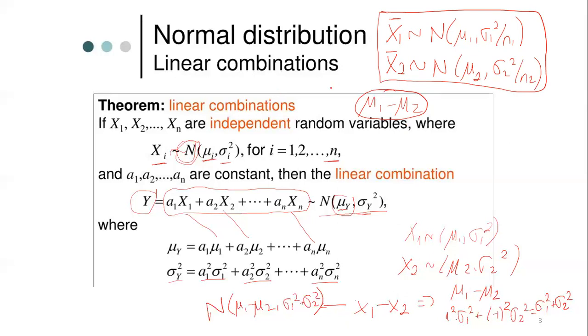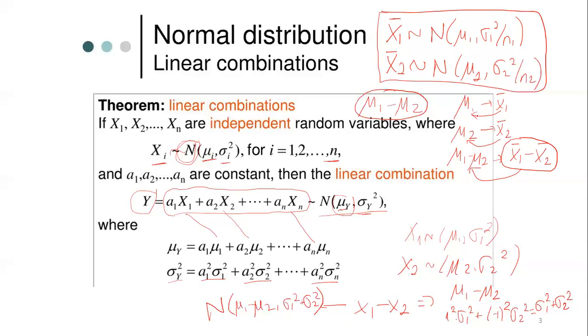So remember, if you want to extract information about mu1, you will just use x1 bar. If you want to extract information about mu2, what does it mean, extracting information? You can use confidence intervals or hypothesis testing. You will just use the statistic x2 bar. Now I want to infer information about mu1 minus mu2. So what we expect is, probably not probably, but we will use x1 bar minus x2 bar. So x1 bar will say something about mu1, x2 bar will say something about mu2, and x1 bar minus x2 bar will say something about mu1 minus mu2.